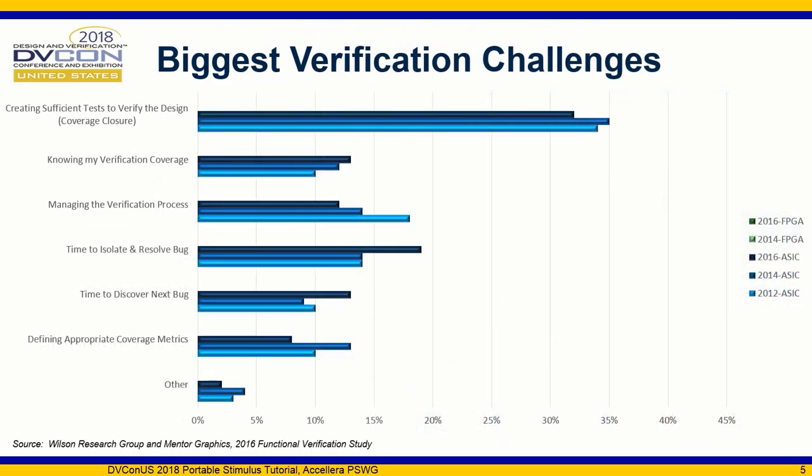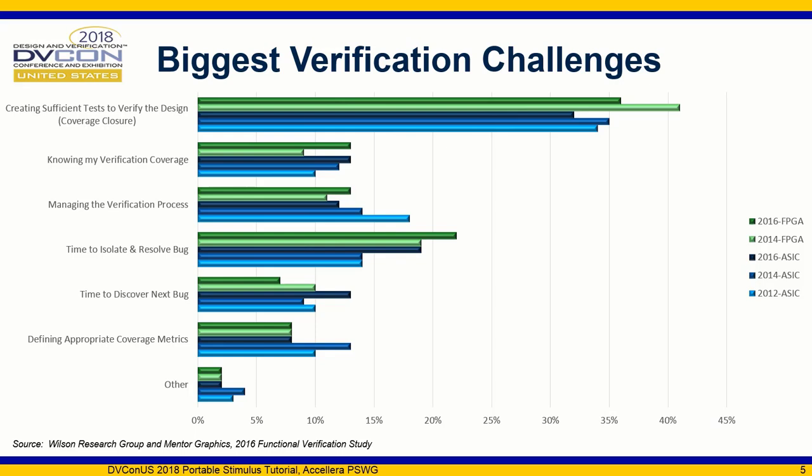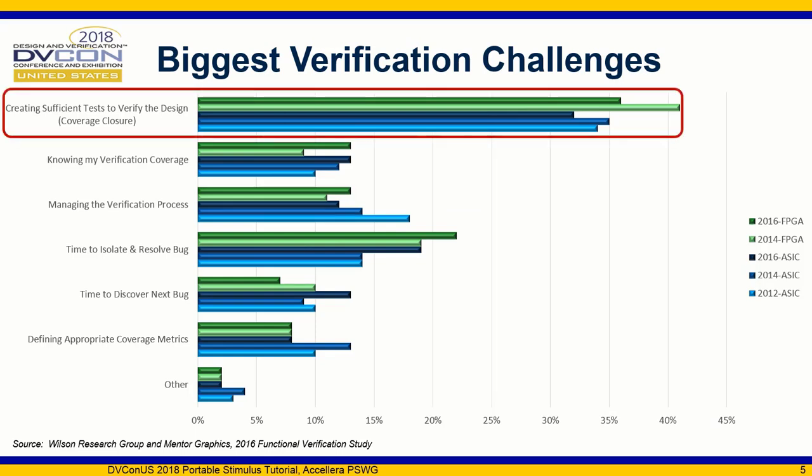In that survey, we also asked people what was the biggest verification challenge. At the top it says, creating sufficient tests to verify the design. And this is true of both ASICs and FPGAs. The hardest thing to do is to write enough tests to make things happen.